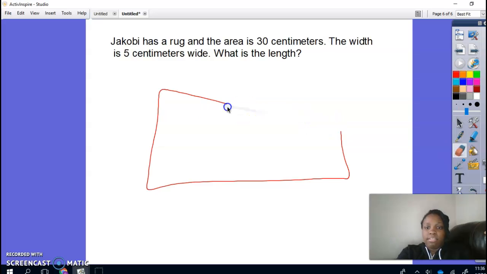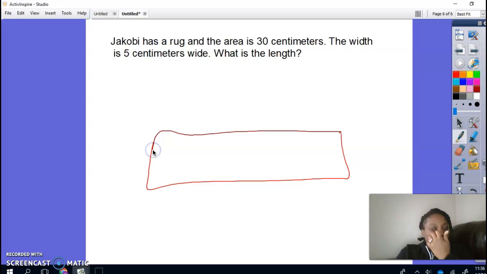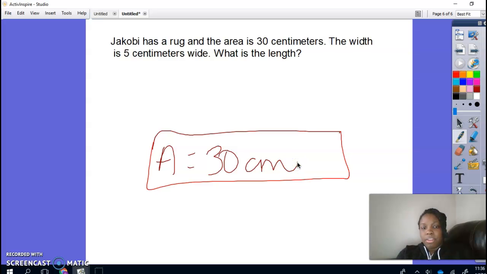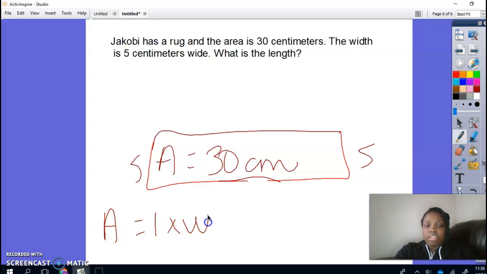Mine doesn't look exactly neat. Here's my rug. And the area is 30 centimeters. Cm means centimeters. The width is 5 centimeters wide. So I know that it's 5 centimeters, but I need to know what is the length. How long is our rug? So our formula for area is what again? Area equals length times width.